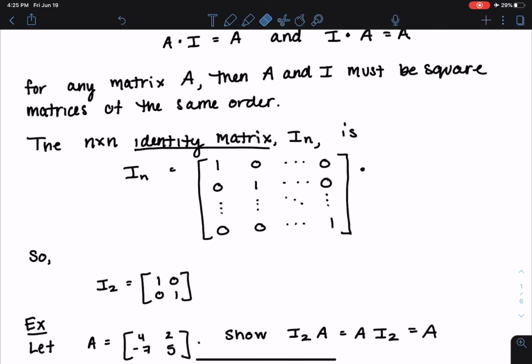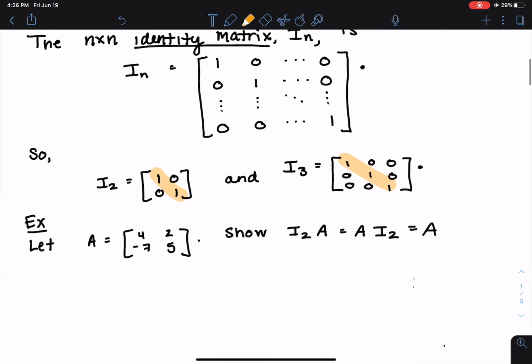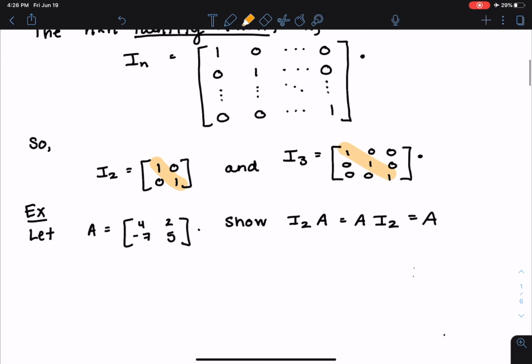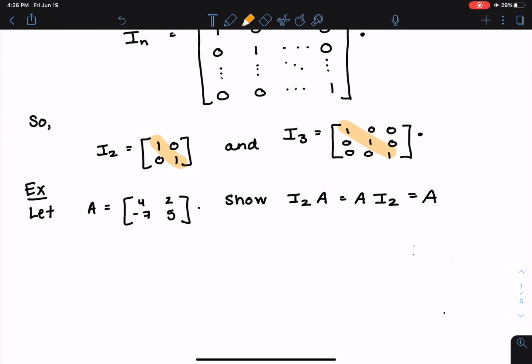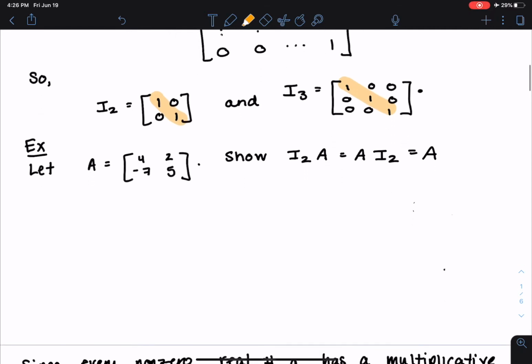So for 2 by 2s, you have a matrix, 2 rows, 2 columns, 1s on the diagonal and 0s on the off-diagonal. For the identity matrix for 3 variables, or a 3 by 3 matrix, 1s along the main diagonal, 0s on the outside. So let's just pick a random matrix A. We're going to show when I multiply this by I_2 on either side, I'm going to end up with A.